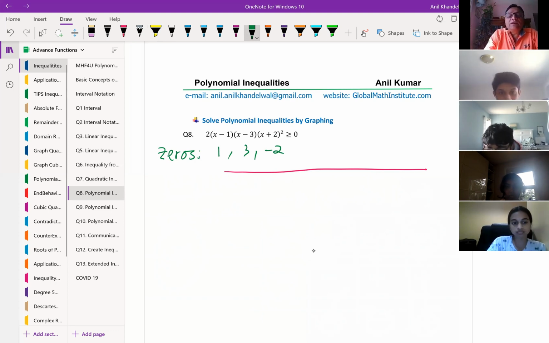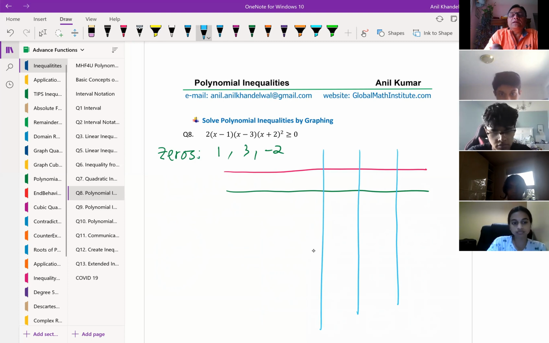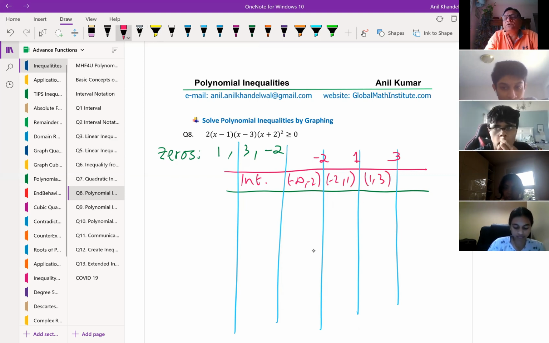So you got these zeros. Now these zeros will divide the whole interval into 4 portions, correct? So let me show these 4 portions: 1, 2, 3, 4. I'm also drawing one line just to write down my values. So here we have a 0 at -2. Then we have a 0 at 1, and we have a 0 at 3, correct? The multiplicity of -2 is 2, right? Which is a square term. Now this divides into intervals: -infinity to -2, from -2 to 1, 1 to 3, and 3 to infinity.